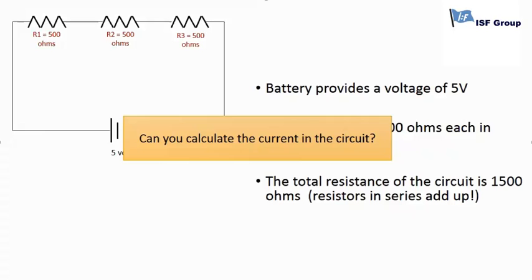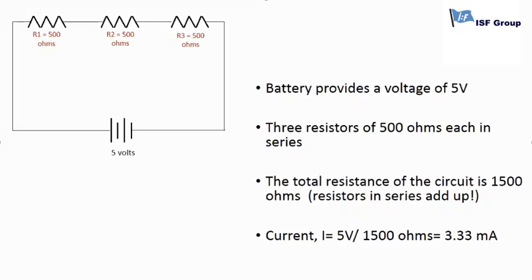Can you now calculate the current in the circuit? If you recall Ohm's law, the current is voltage divided by resistance, which is simply 5 volts divided by 1500 ohms, which will give you 3.33 milliamperes.